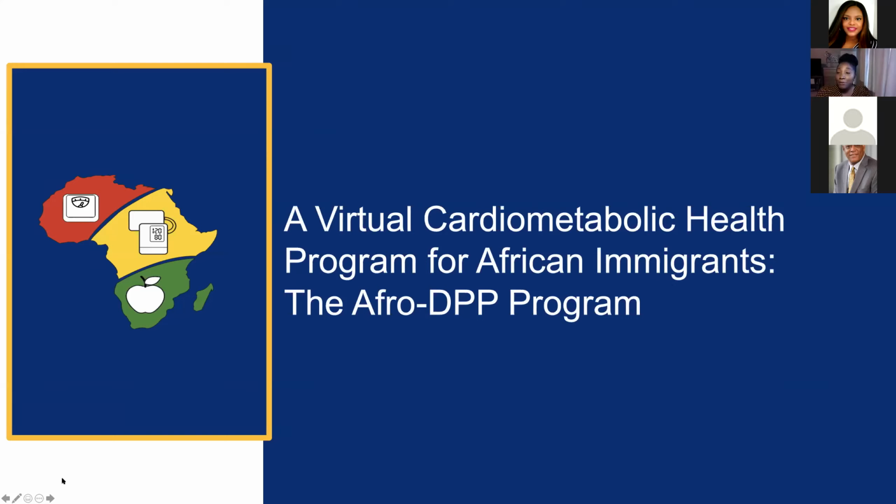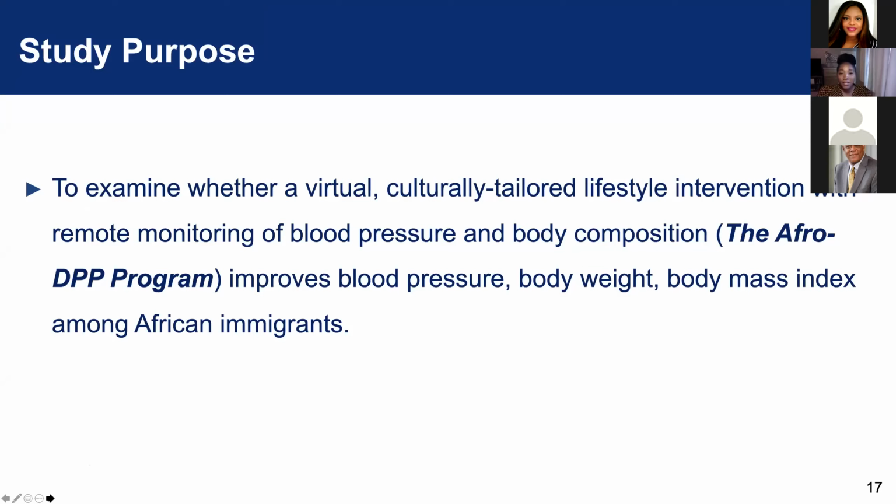So some of you may be familiar with the DPP program, the Diabetes Prevention Program, which is a national program that is thought to prevent the progression from prediabetes to diabetes, but also improves blood pressure, reduces body weight. So we wanted to adapt this for the African immigrant population. And this study is still underway. We are getting ready to start recruitment, but the purpose is to determine whether a virtual, culturally tailored lifestyle intervention, which includes remote monitoring of blood pressure and body composition, actually improves blood pressure, improves body weight, BMI, or body mass index in African immigrants.